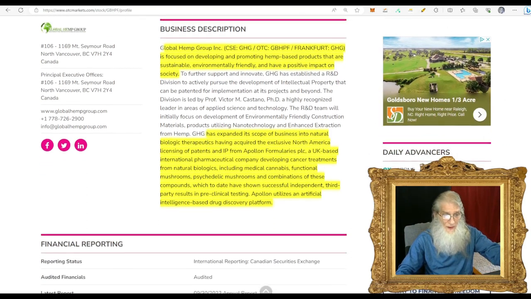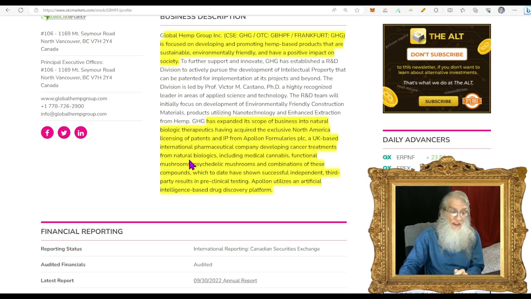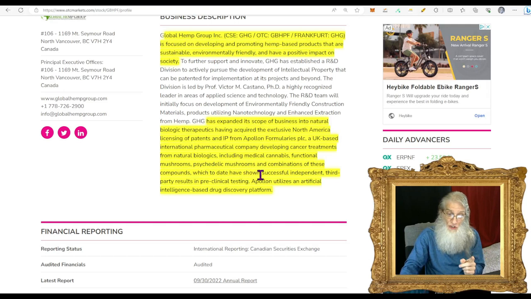Well, they also tell us down here that they have expanded, and I don't know a lot about this, but they're getting into the therapeutic aspect of hemp. The company has expanded its scope of business into natural biological therapeutics, having acquired the exclusive North America licensing of patents and IP from Apollon Formularies, a UK-based international pharmaceutical company developing cancer treatments. Now check out their ingredients. Natural biologics, including medical cannabis, functional mushrooms, psychedelic mushrooms, and combinations of these compounds, which to date have actually shown successful independent third-party results in preclinical testing. Apollon utilizes an artificial intelligence-based drug discovery platform. God only knows what you can find when you get somebody that smart doing your drug discovery for you, AI.